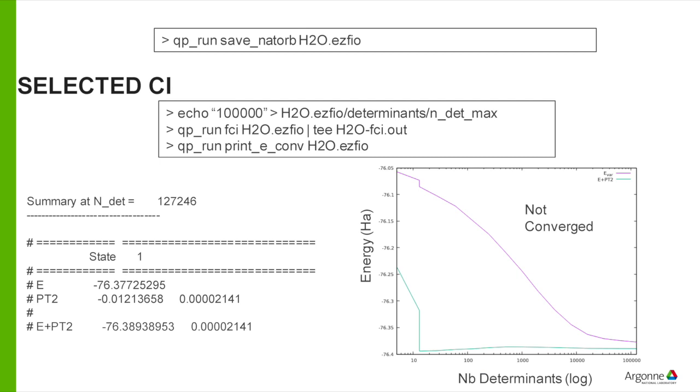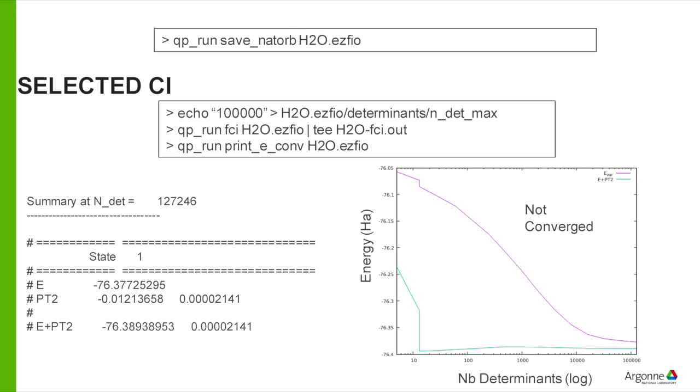So, okay, now that we have about 50,000 determinants to begin with, you can just rotate them and generate the natural orbitals from them. And this is an operation that takes about a second. And you just do QP run, save natural orbitals. And now you can start again with 100,000 determinants.